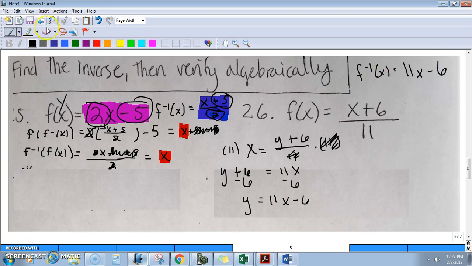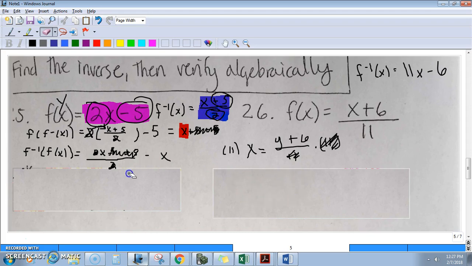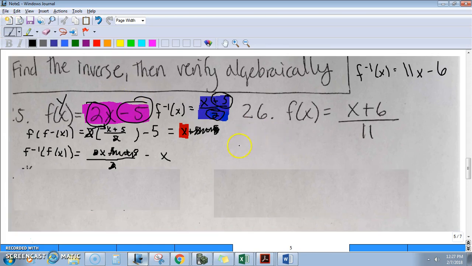Now I just need to prove it. So let's erase this. Whoops. And we'll prove it. First we will do f of f inverse of x.